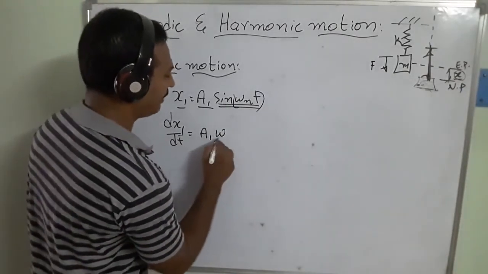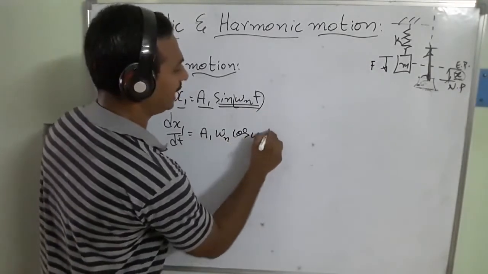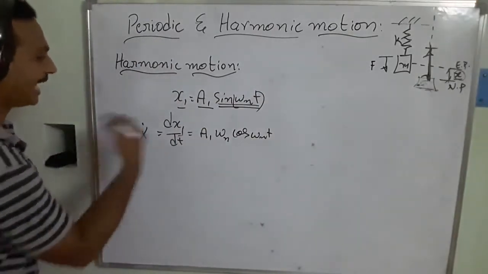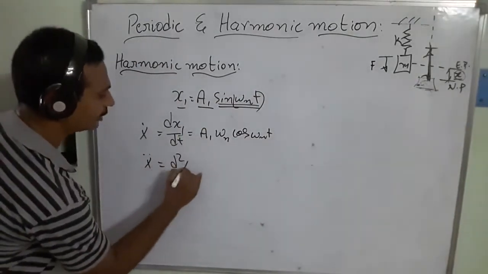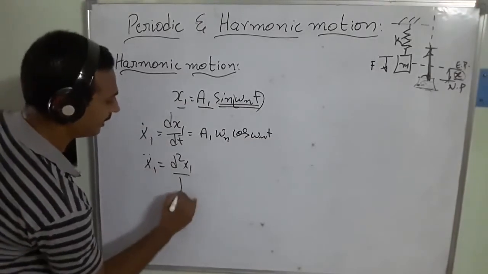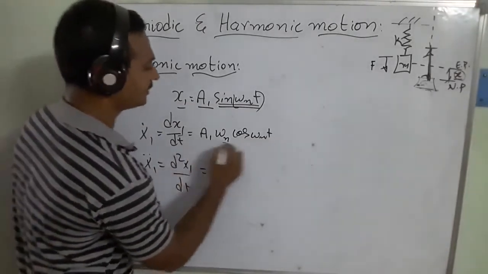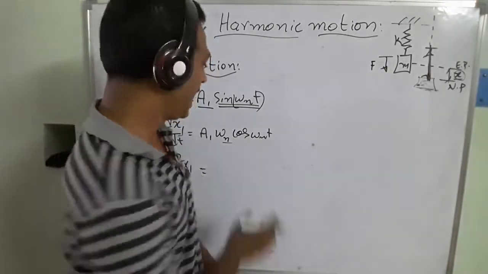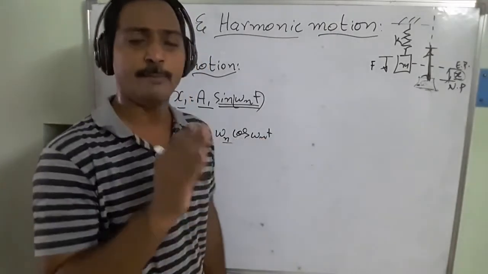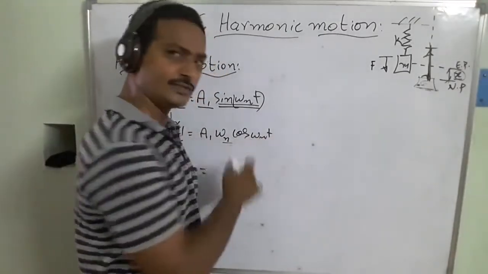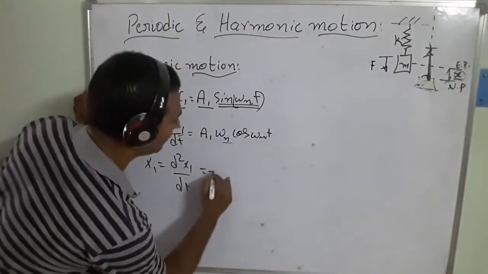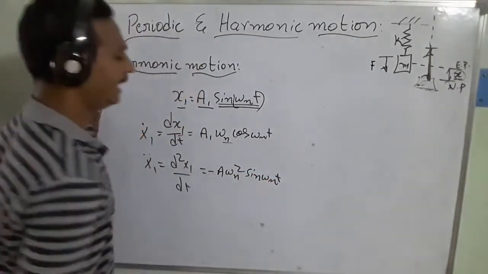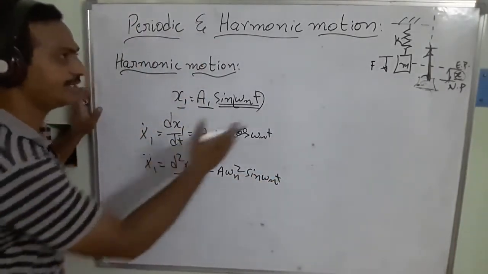Finally, I write a1 omega n cos omega n t. This gives the velocity of the vibrating system. Next, how do we calculate acceleration? That is d square x1 by dt square. As we know, a1 omega n are constant parameters, and the derivative of cos omega n t is minus sine omega n t, times omega n. So we get minus a1 omega n square sine omega n t. This is the acceleration of the vibrating system.